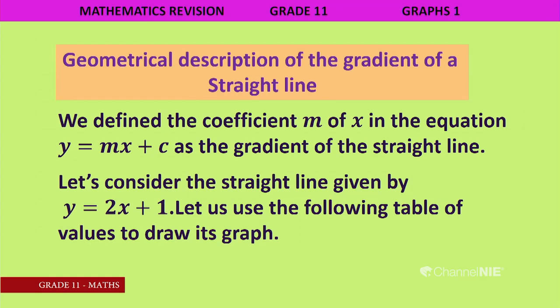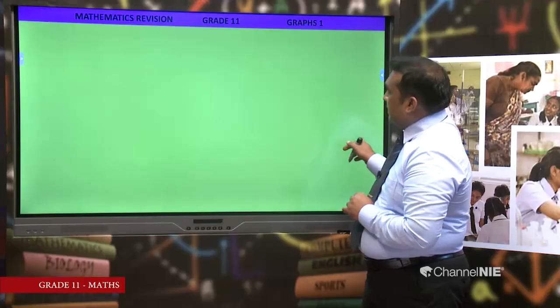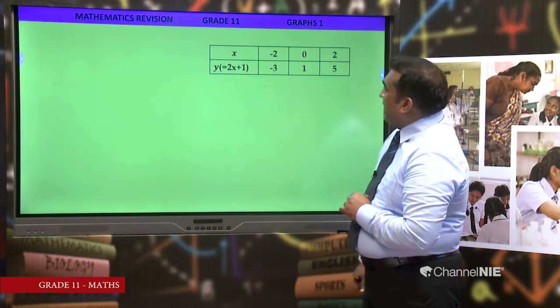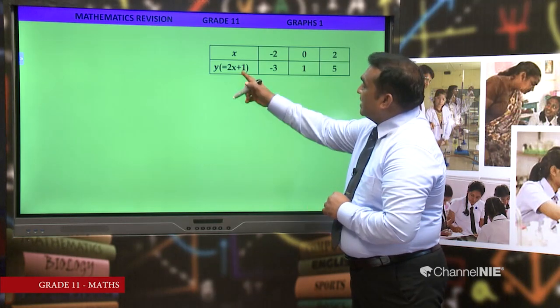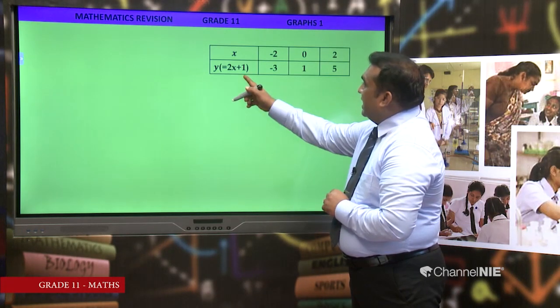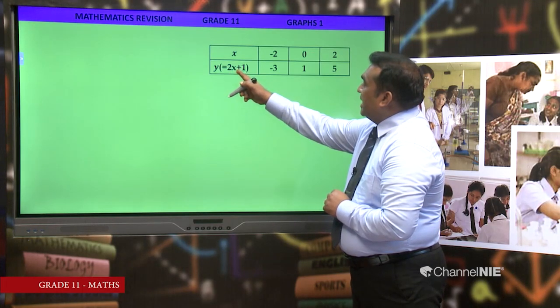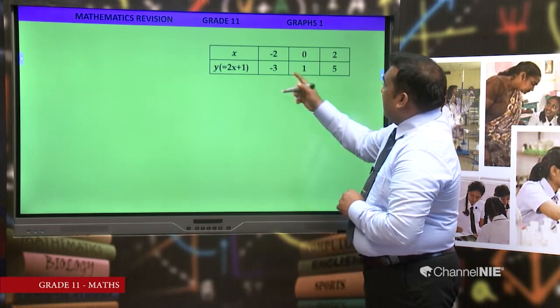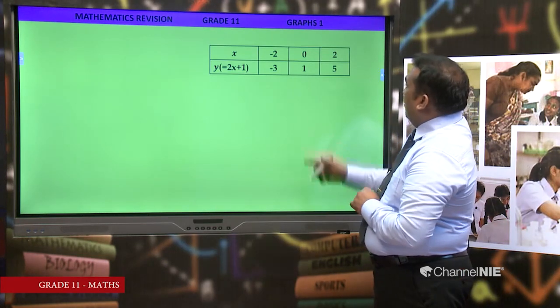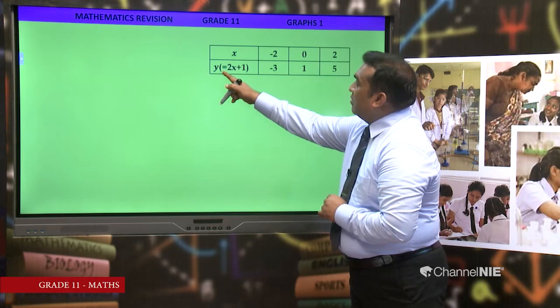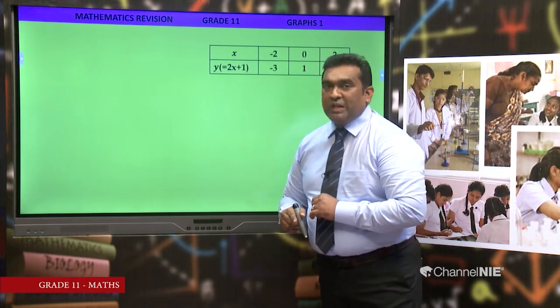Let us consider the straight line given by y equals 2x plus 1. Let us use the following table of values to draw its graph. Here the x coordinates are minus 2, 0, 2, and we find the corresponding y coordinates using the method of substitution. You can see that y equals 2 multiplied by minus 2, minus 4, plus 1 is minus 3. Here 2 multiplied by 0 is 0, plus 1, then the y coordinate is 1. When x equals 2, we want to find the value of y.